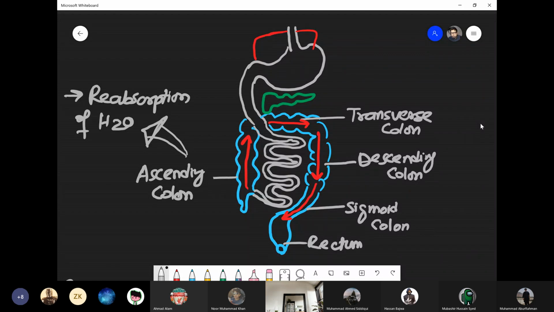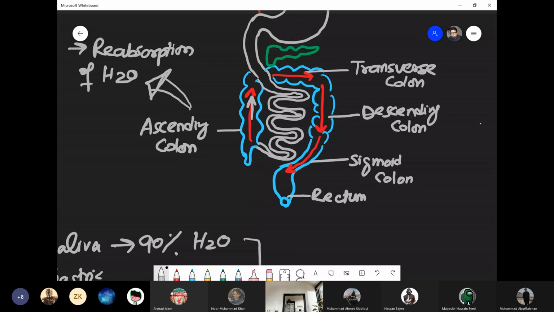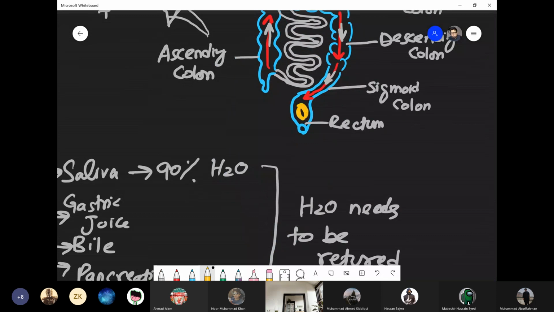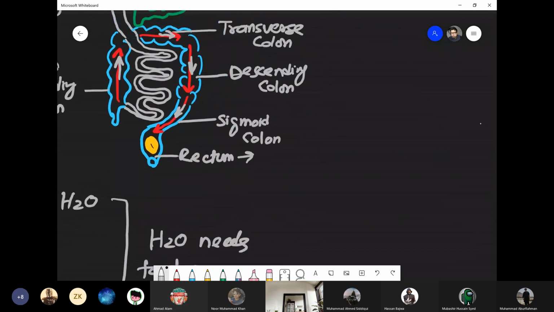So when this undigested food keeps moving from the ascending colon to the transverse colon to the descending colon to the sigmoid colon, eventually all the water will be reabsorbed. And that undigested food will change into solid feces. And then there is this rectum, and the job of the rectum is that it stores the feces. Once the rectum is filled up with the feces, a pressure will be generated. Due to that pressure, which will be felt by the brain, the message will go to your legs, you will go to the loo, and the feces will come out through the anus.